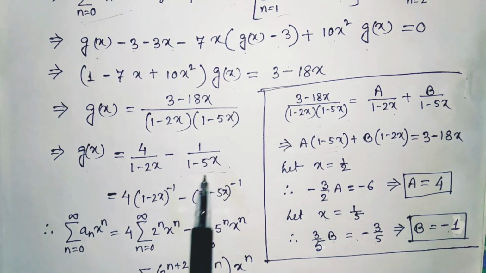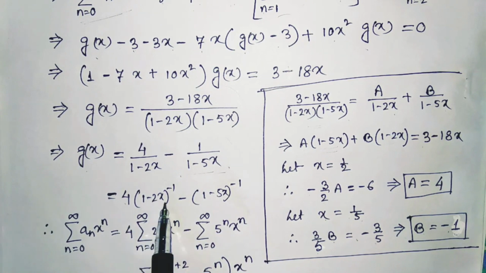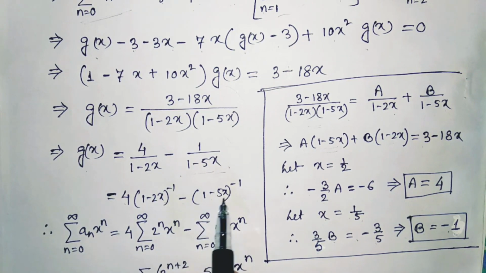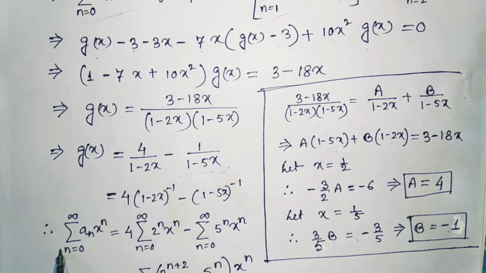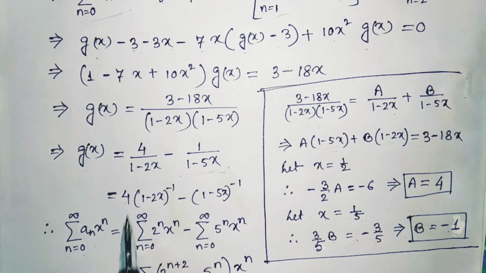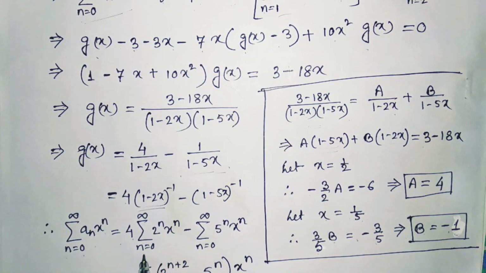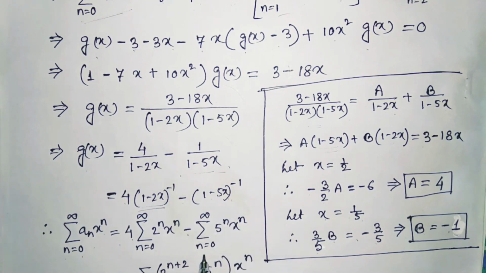Now if we substitute a and b values here, then we will find out the expression in this format. So we can write 4 into (1 minus 2x) inverse minus (1 minus 5x) inverse. So g(x), meaning summation n from 0 to infinity a_n x^n, equals 4 into summation n from 0 to infinity 2^n x^n, and minus summation n from 0 to infinity 5^n x^n. You just check for this solution.